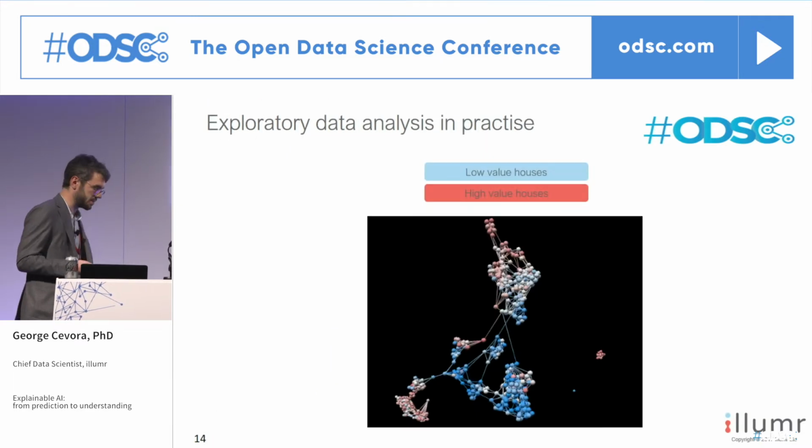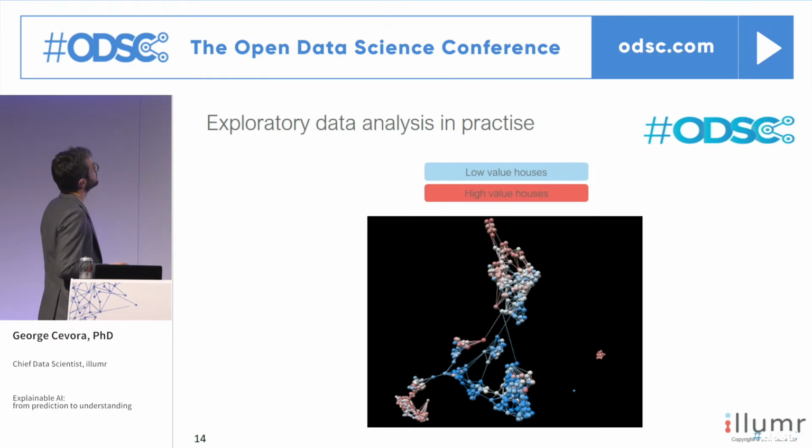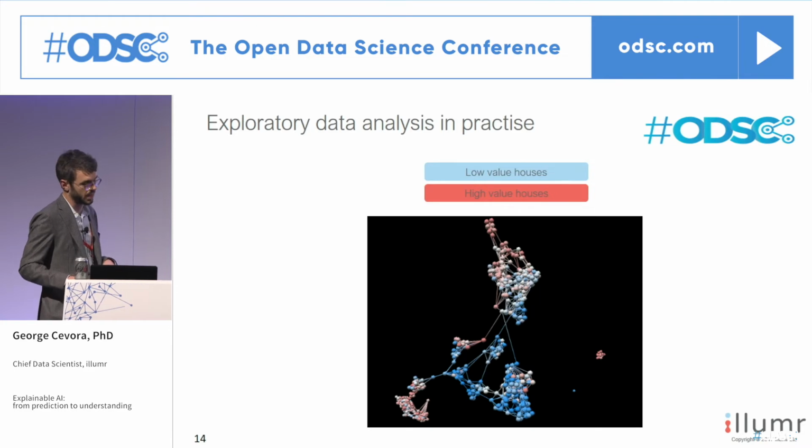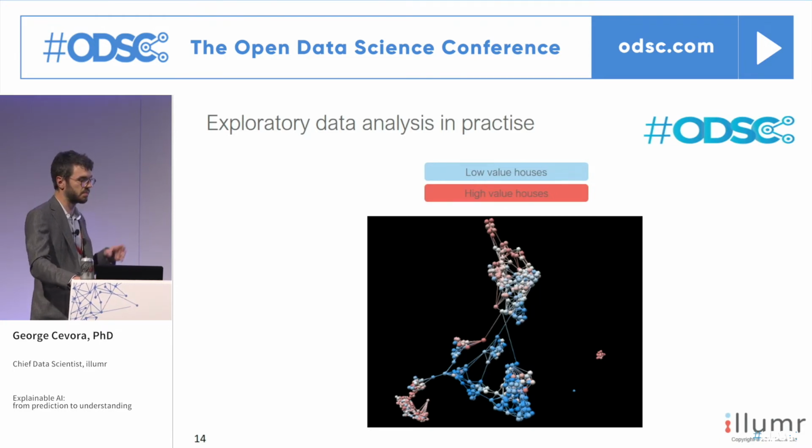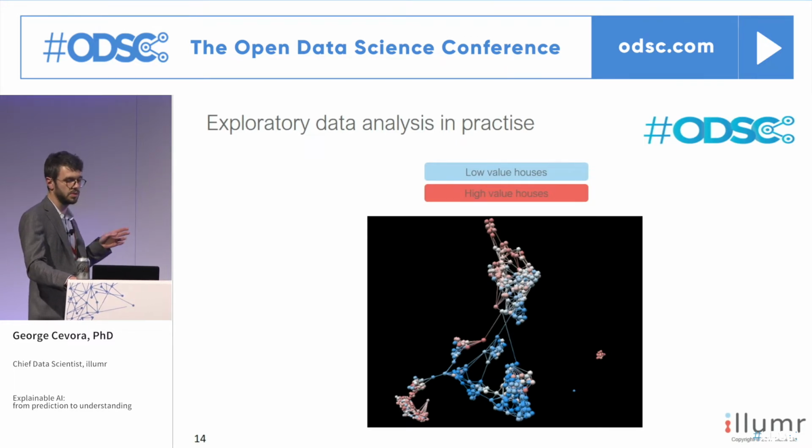So in practice, this is a Boston housing data set. That is a data set that is describing a number of houses in Boston, and each house has a number of attributes, size and location, and also value. And what we are trying to look into here is what makes houses more valuable.